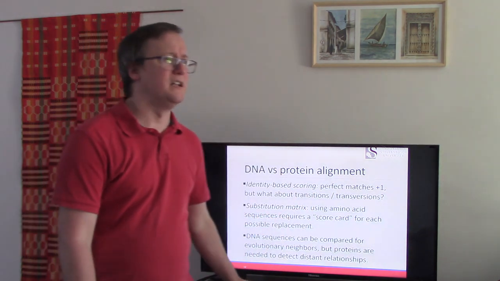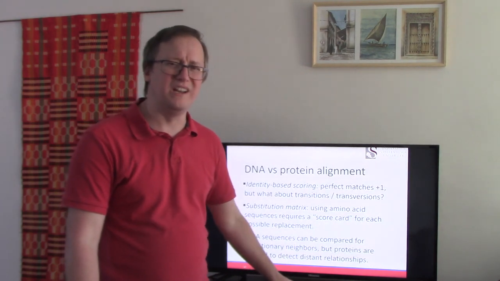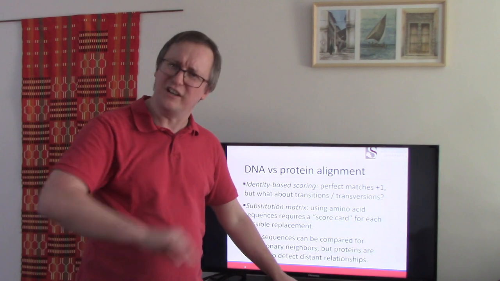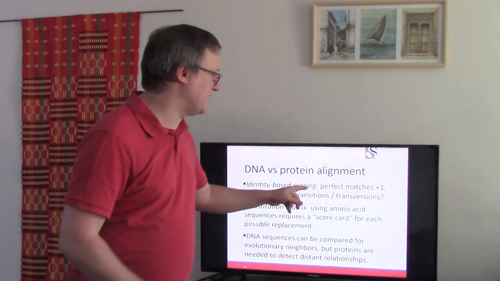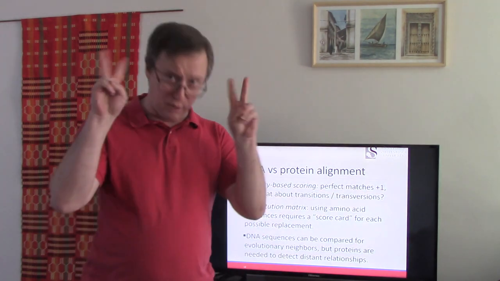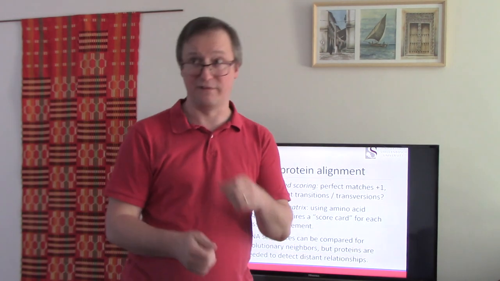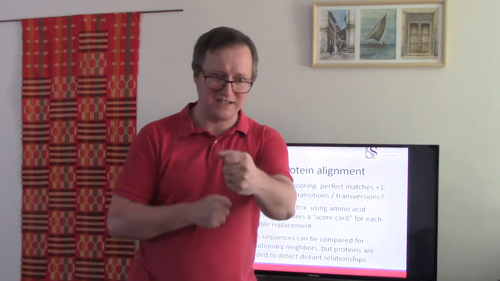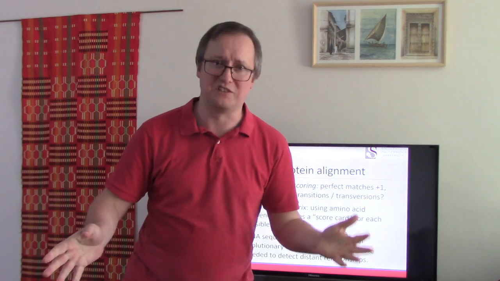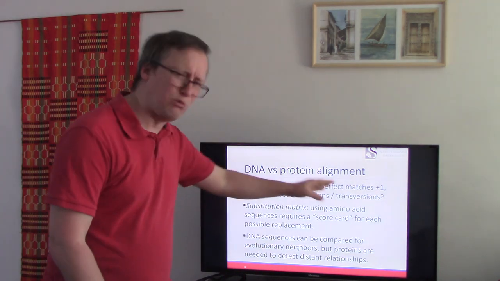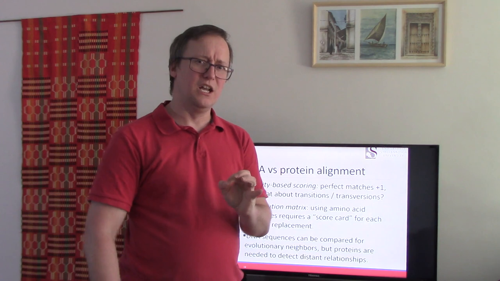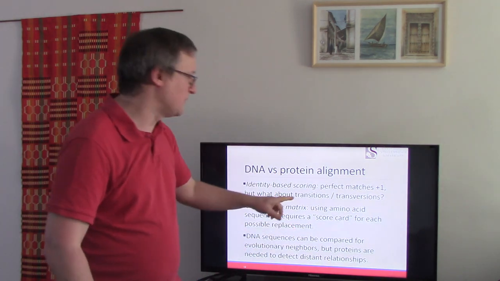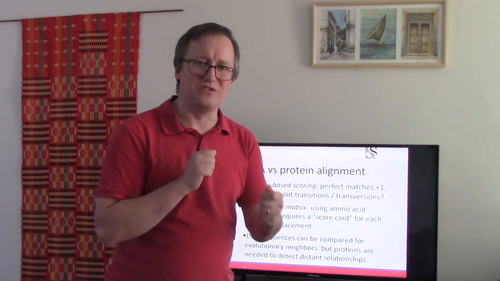We start with the fact that identity-based scoring is not very good when we move away from DNA. But even in the context of DNA, let's think about this. Before, we were scoring perfect matches as a plus one: if both sequences have a C, we call that a plus one. If one has a C and one has a G, that's not plus one. That's great, but in reality, when we look at comparisons between nucleotide sequences, some kinds of changes are more likely than others.